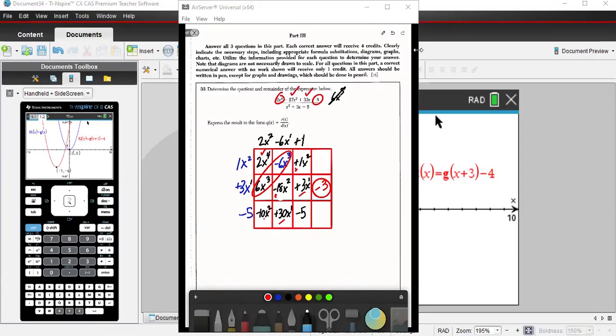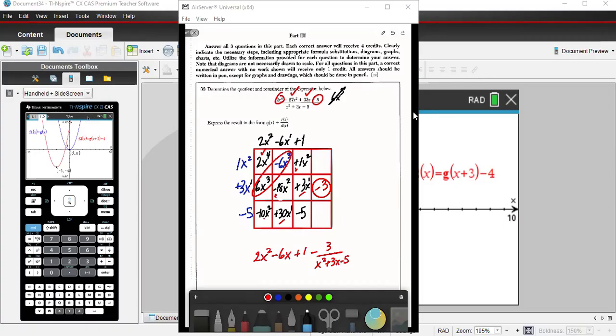So here's what we would write. We're going to write 2x squared minus 6x plus 1 minus 3 over x squared plus 3x minus 5. That's our answer. Now, here's my question.